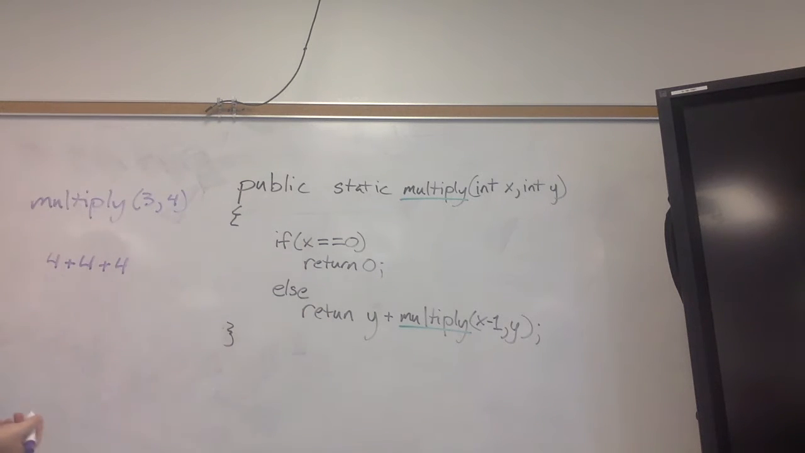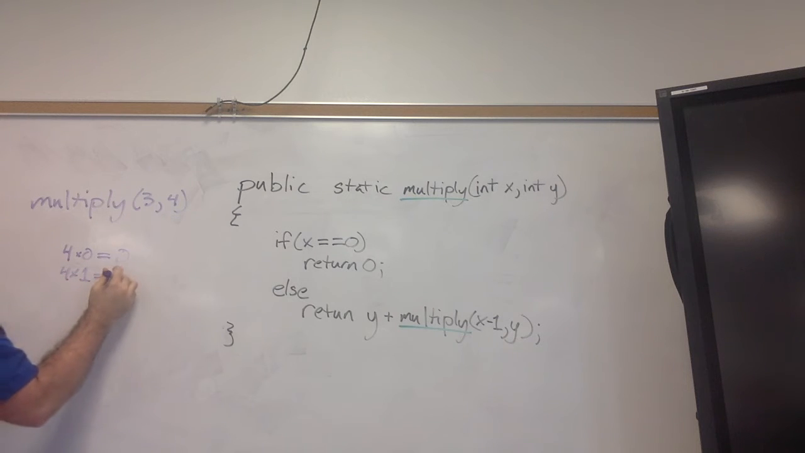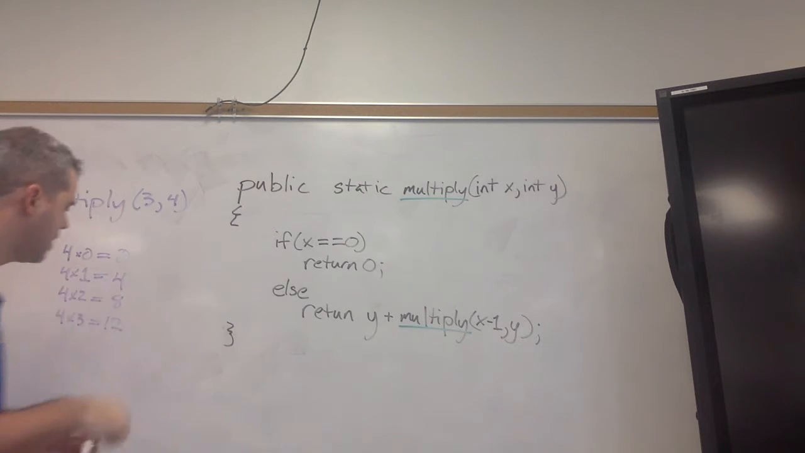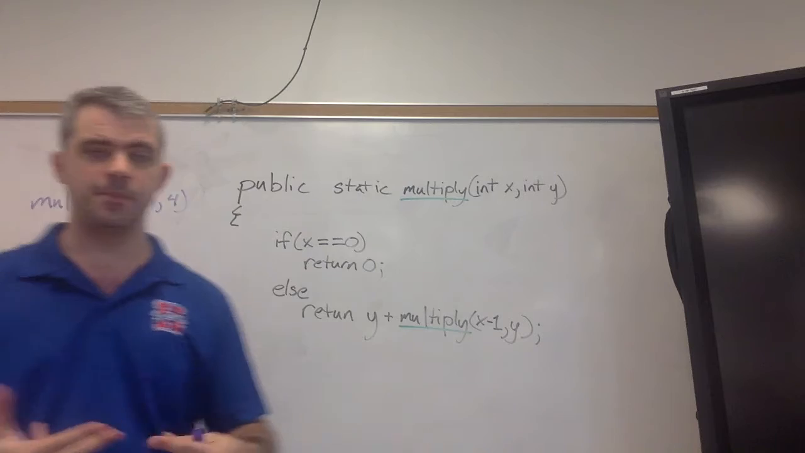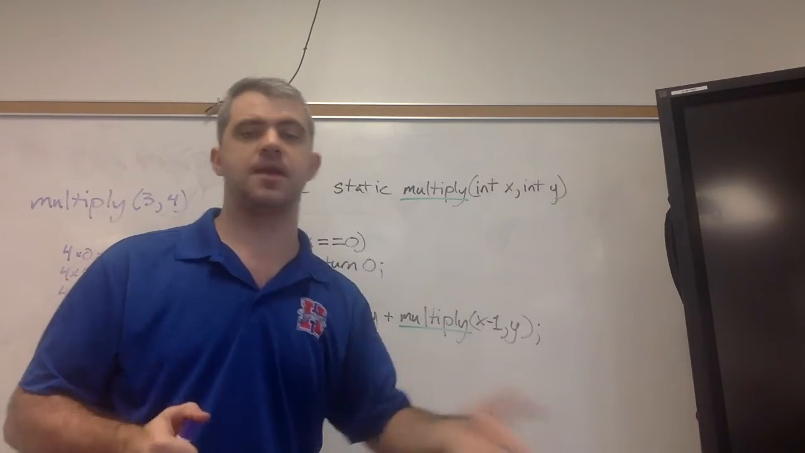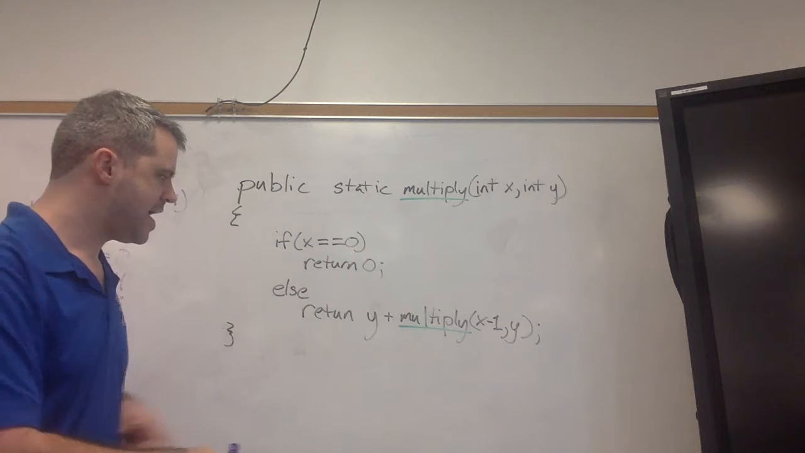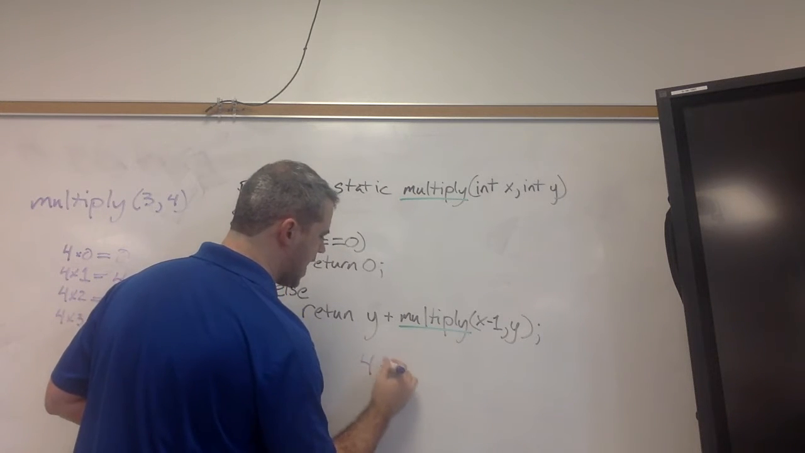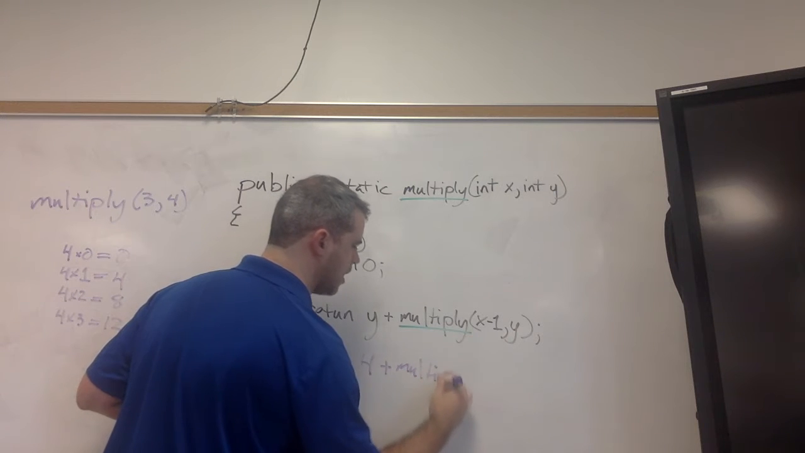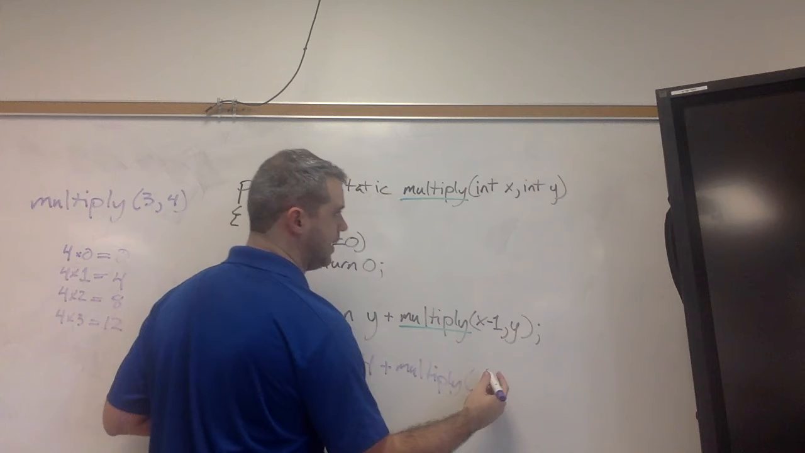Okay, so 4 times 0 would be 0. 4 times 1 would be 4. 4 times 2 would be 8. Then 12. Well, what's happening to our numbers each time? Well, they're increasing by 4. So it's just 4 more than the previous. So that is what this statement right here is saying. It's saying that we're going to add 4 to whatever our previous value would be.